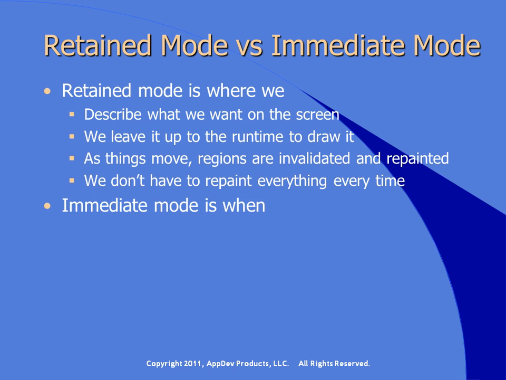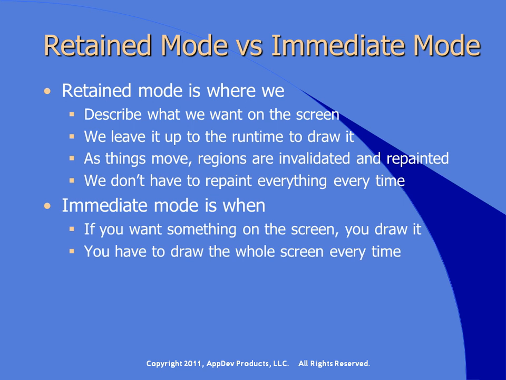Immediate mode, on the other hand, is when if you want something on the screen, you draw it. And you have to draw the whole screen every single time. So there's no persisted region of the display that you can just sort of set and forget. You've got to redraw the screen every single time, which means you've got to always be aware of where everything needs to be, and you have to actively draw it on the display.